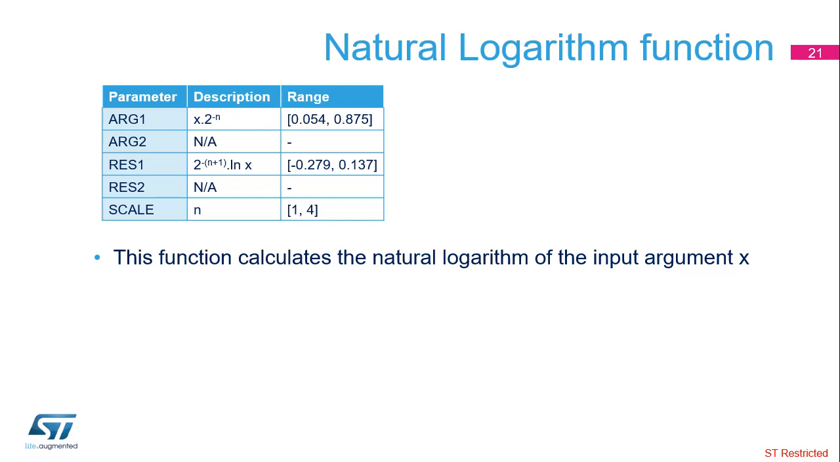The secondary argument is unused. The primary result, res 1, is the natural logarithm. Res 1 must be multiplied by 2 to the n plus 1st to obtain the correct value. The secondary result is not used.